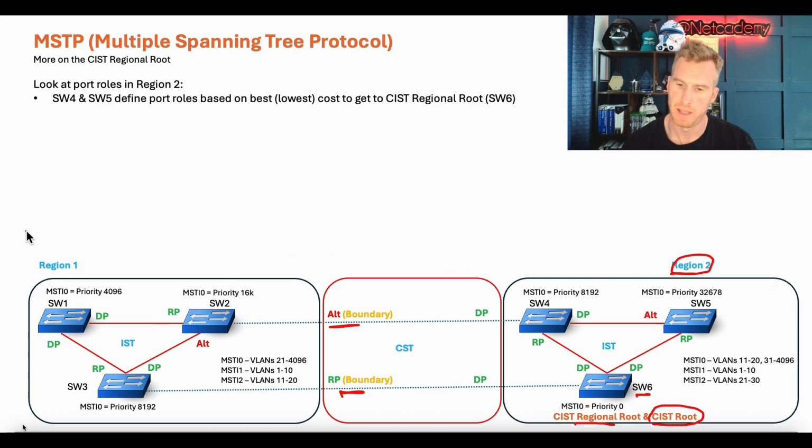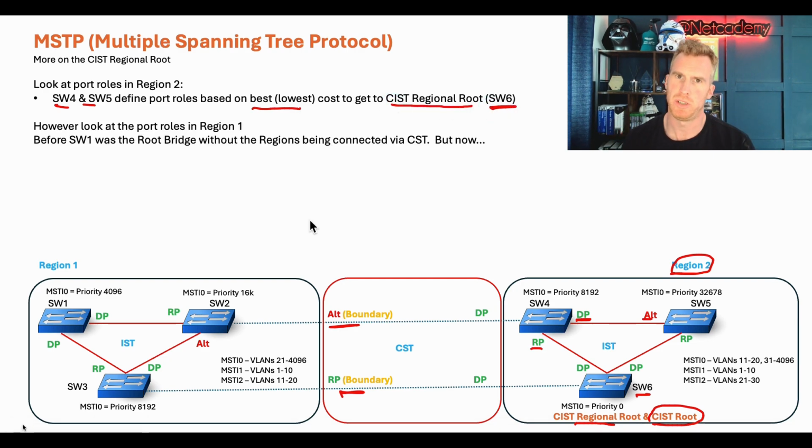We know that. And as always with STP and RSTP, it's the same with MSTP. What switch 4 and switch 5 are doing is they're basing their decision on which port's going to be root, which is going to be alternate, which is going to be a designated port, based on the best or lowest cost to get back to that regional root, which is switch 6.